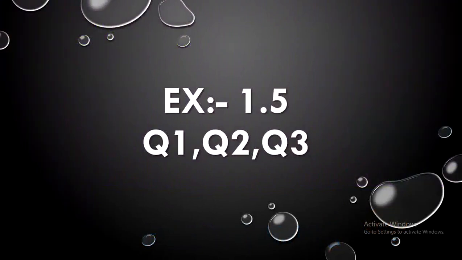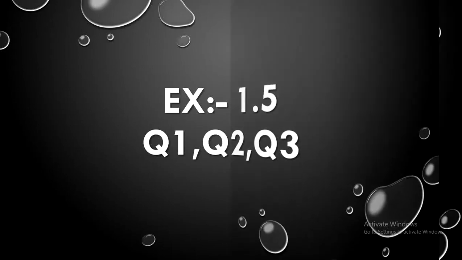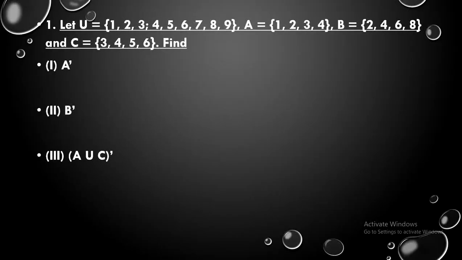In this video, I'll explain the first, second and third questions of exercise 1.5. So let's start. Now here you can see they have given you the universal set, then they have given you set A, B and C respectively. They have asked you to find A complement.